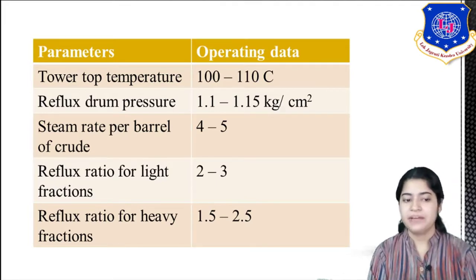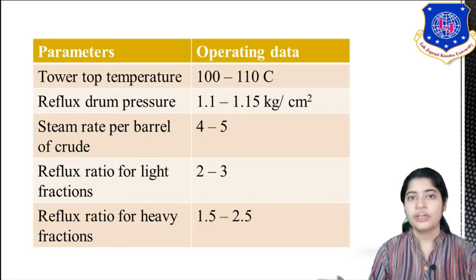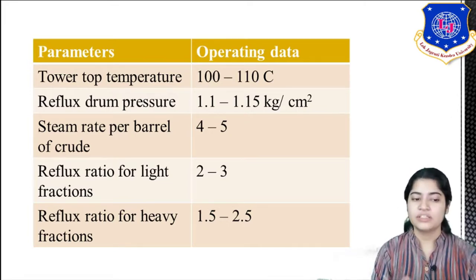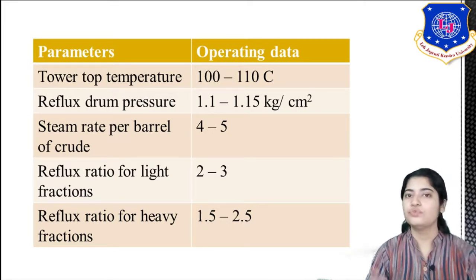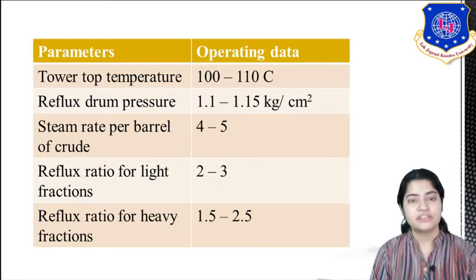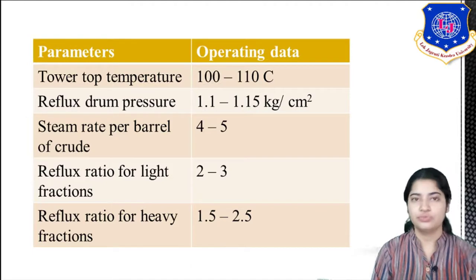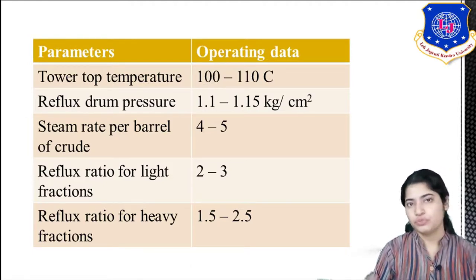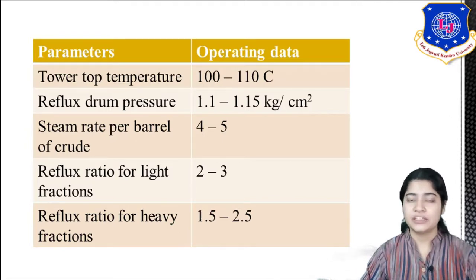Now steam rate per barrel of crude. Of course, we saw live steam is used to provide heating. So what is the amount of steam which is used? It is 4 to 5 kg of steam per barrel of crude. Now reflux ratio for light fraction is how much? 2 to 3. Reflux ratio for heavy fraction is 1.5 to 2.5. This you will study later.